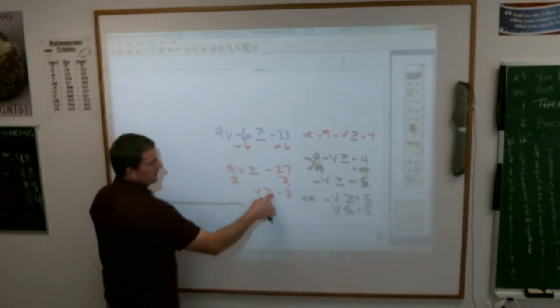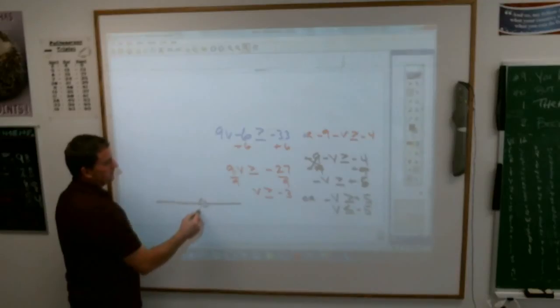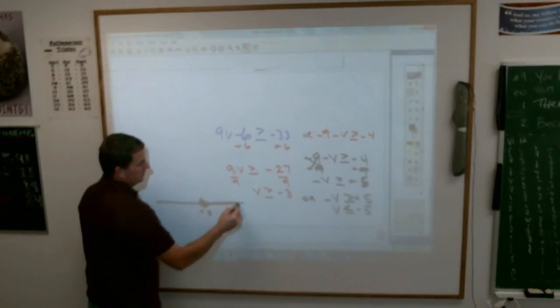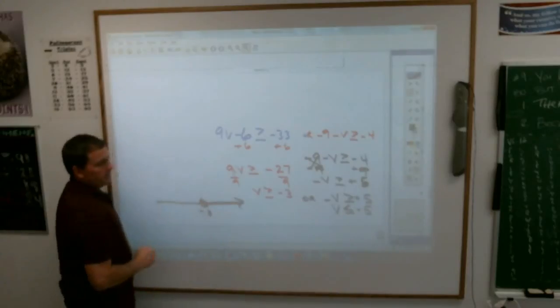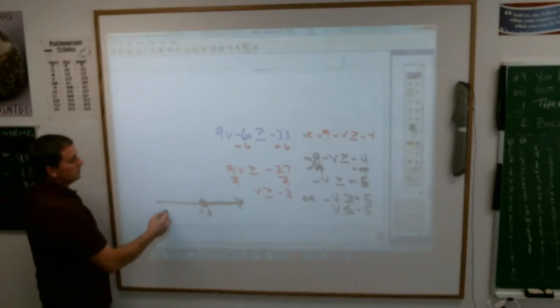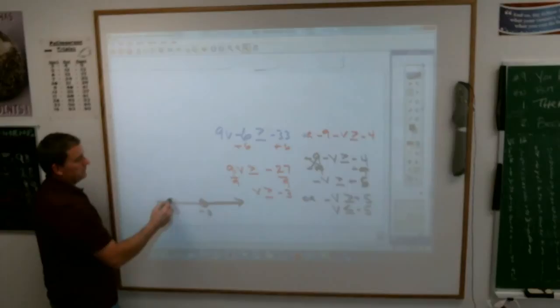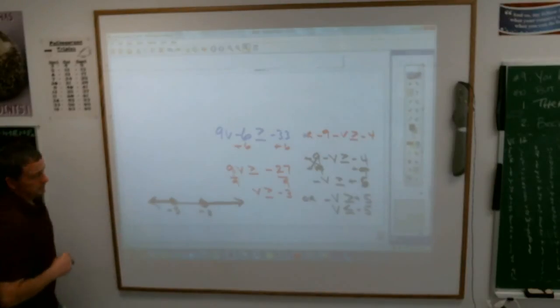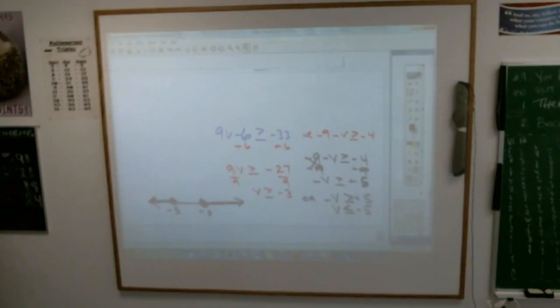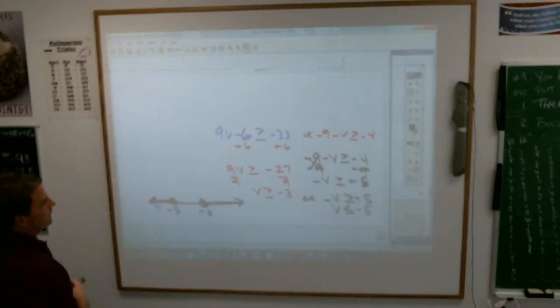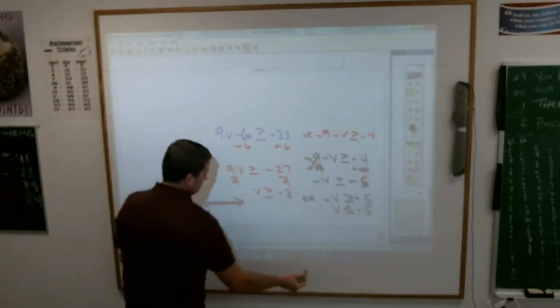V is greater than or equal to -3, so here's -3, it's greater than, so it goes this way, or V is less than or equal to -5, less than or equal to -5. So they do go in opposite directions. That would make life just that much better for all. Got me there?